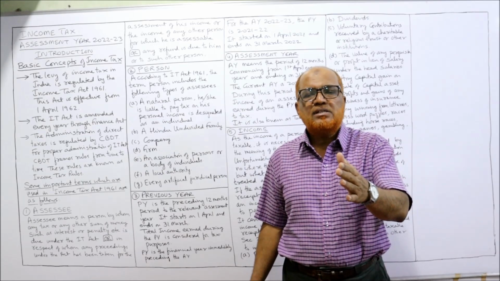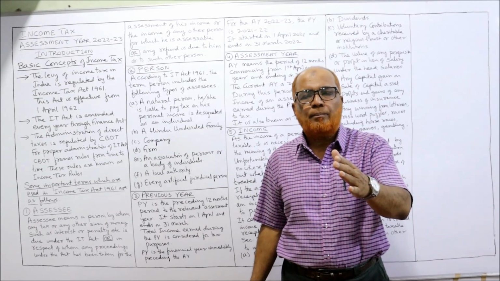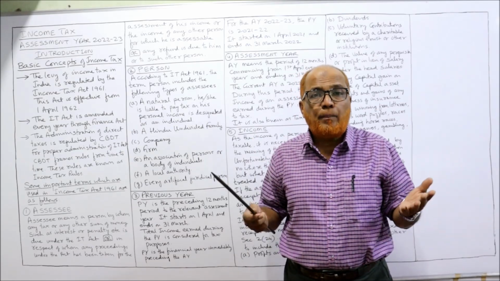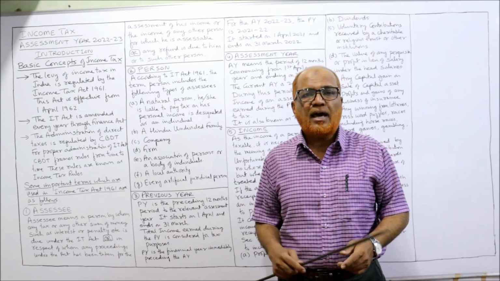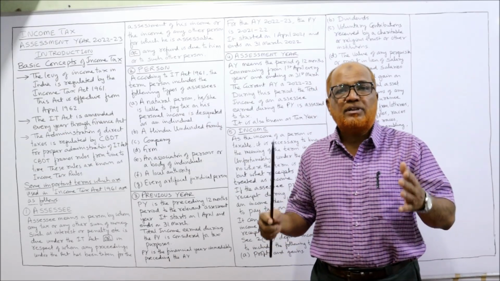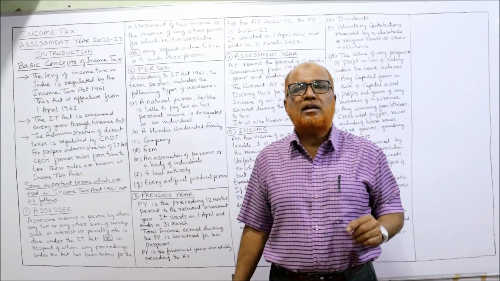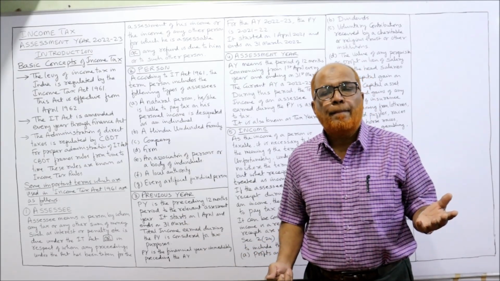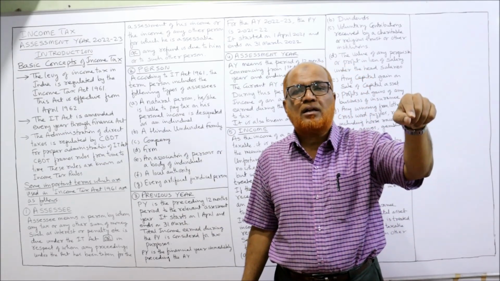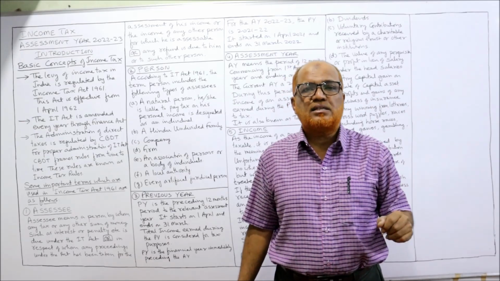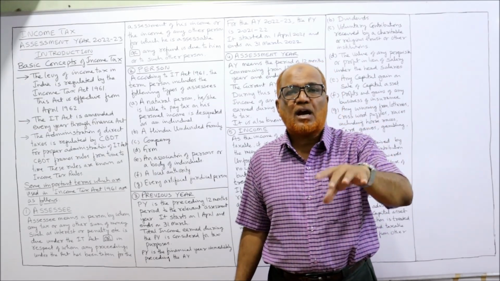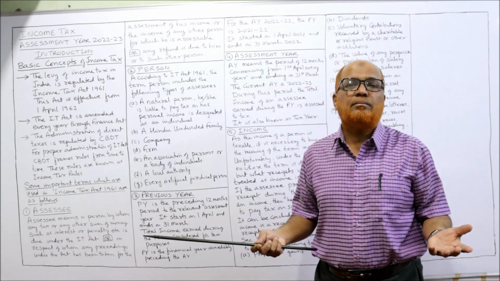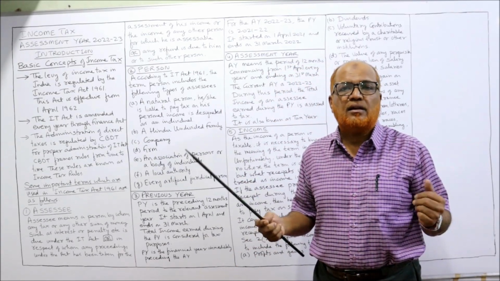Suppose a person's income exceeds the basic exemption limit, but he has not paid the tax. Mr. X has earned an income of 10 lakh rupees during the current previous year, but he has not paid the tax. Then what will happen? The Income Tax Act will start a legal case against him. Proceedings will be started by the Income Tax Act against that person because he has not filed the return.